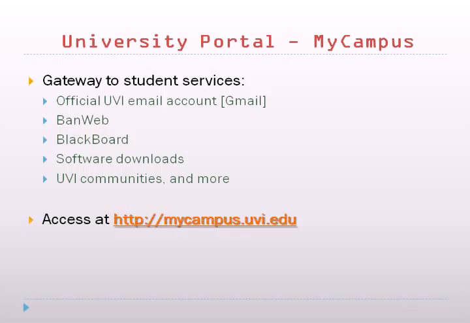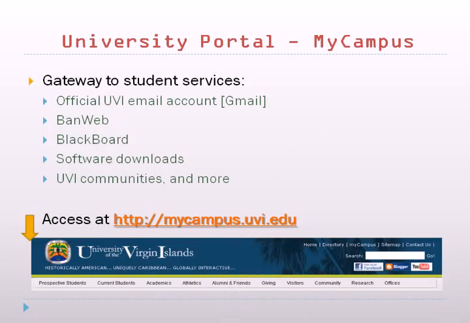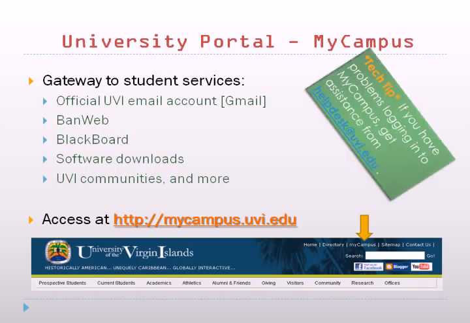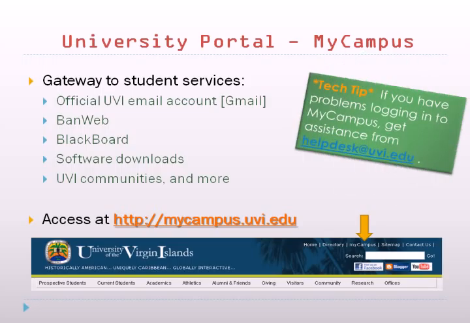To get there, you can type in mycampus.uvi.edu in your browser's address bar, or you can follow the link in the top right-hand corner of anywhere on the UVI website. If you have any problems signing into My Campus, contact the help desk via phone at 693-1466 or email helpdesk@uvi.edu.